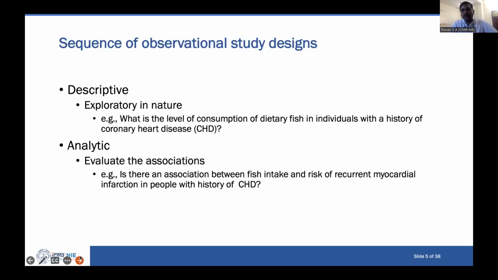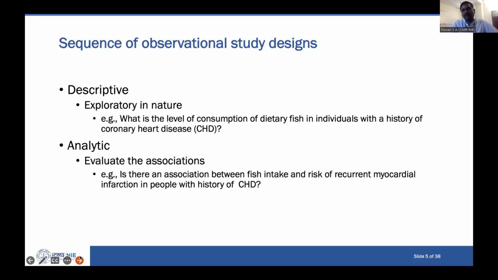I will pause here for a few seconds because understanding the distinction between these 2 is very important. So on one hand, I'm saying that you are only doing a description of the events that is happening without trying to find any association between variables. So that is descriptive. The second part of that is analytic, where you evaluate the associations between exposures and outcomes.